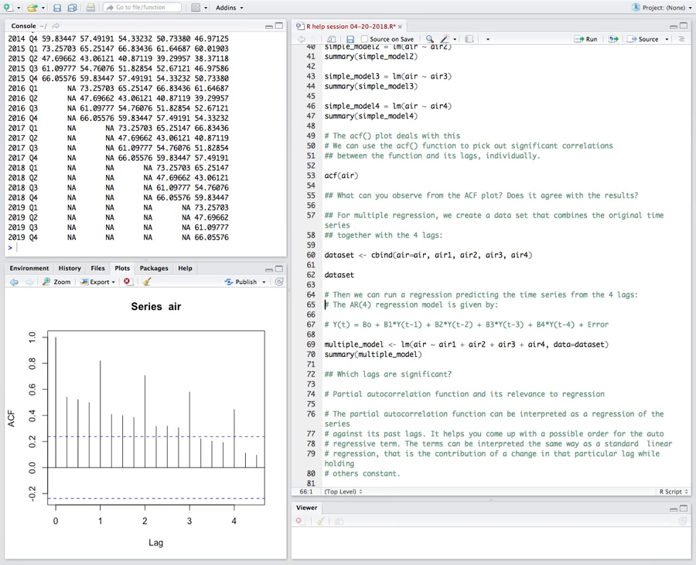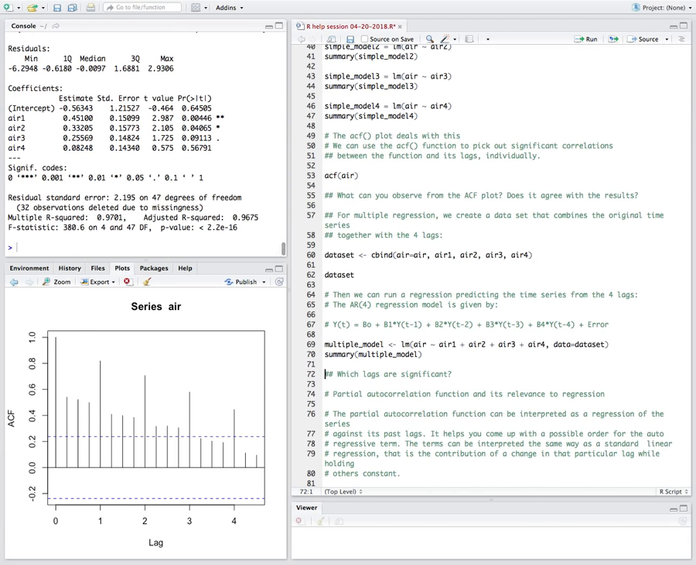Now I'm going to be running that multiple model. It's an lm command of air against air1, air2, air3, air4 with data equals dataset, because that's the object that I created to bind all these lags together. There you go.